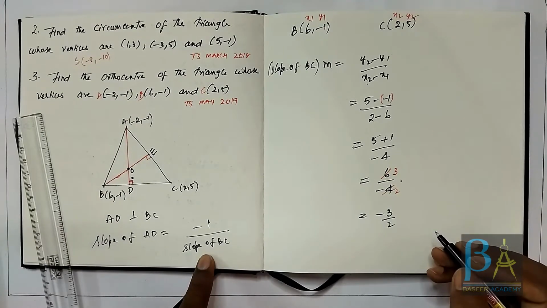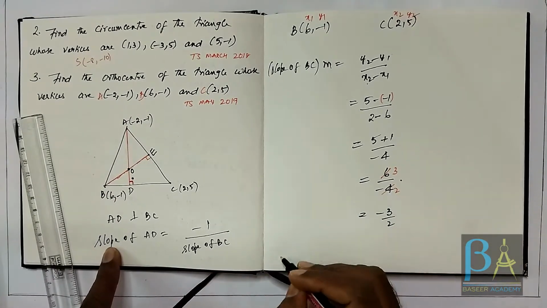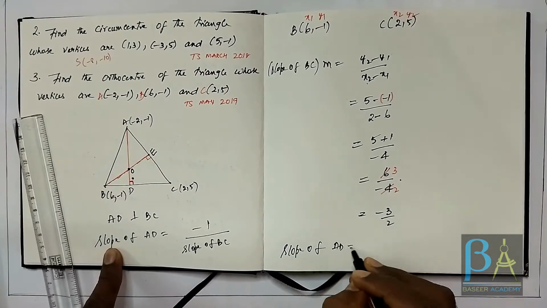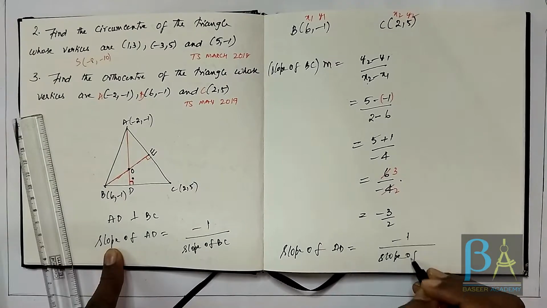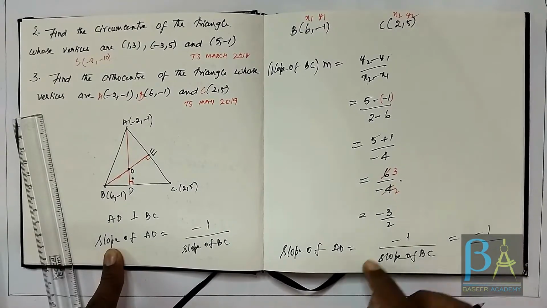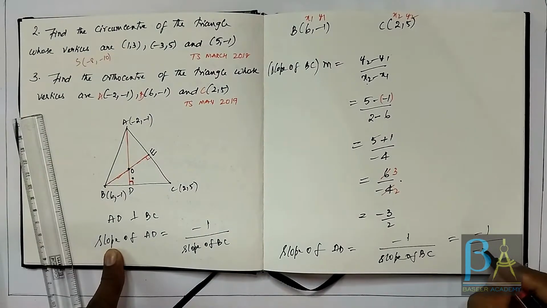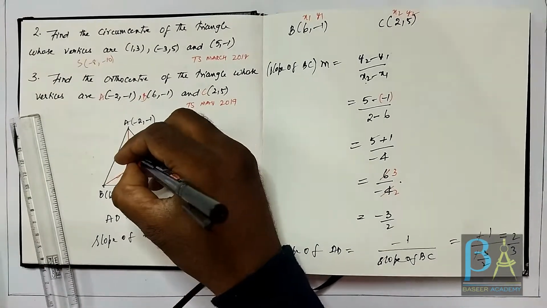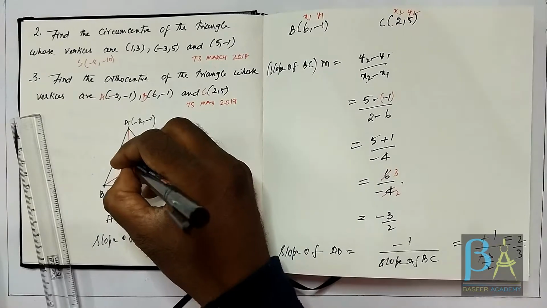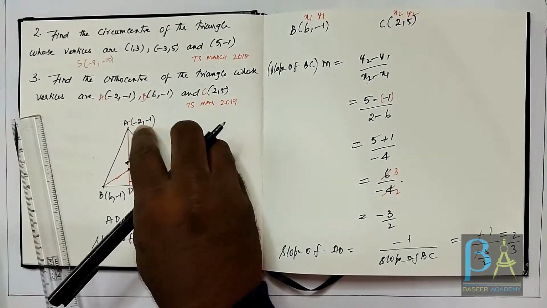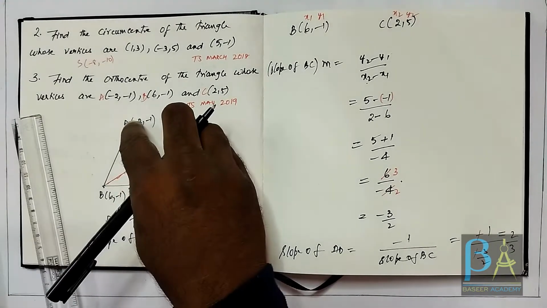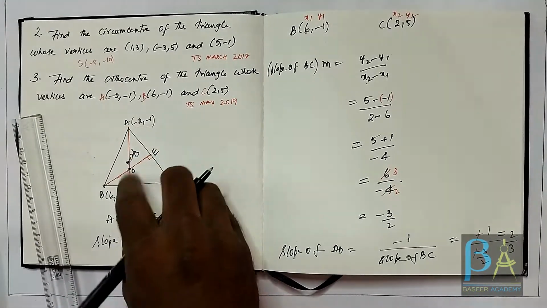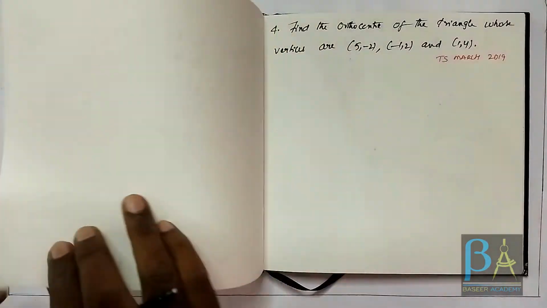Now that I have the slope of BC, I can find the slope of AD. Slope of AD is -1 by the slope of BC. And what is the slope of BC? It is -3 by 2. So this minus from the numerator and this minus from the denominator cancel out. 3 by 2, if it goes to the numerator, becomes the reciprocal, 2 by 3. So now I know the slope of AD is 2 by 3. I have a point here, (-2, -1), and a slope of 2 by 3. So I can now find the equation of AD by using point slope form. Let me first write what A is here.